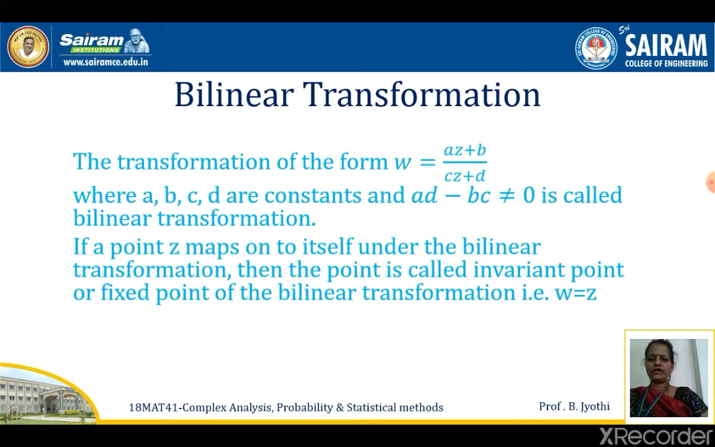If a point Z maps onto itself under the bilinear transformation, then the point is called an invariant point or fixed point of the bilinear transformation, that is W is equal to Z.